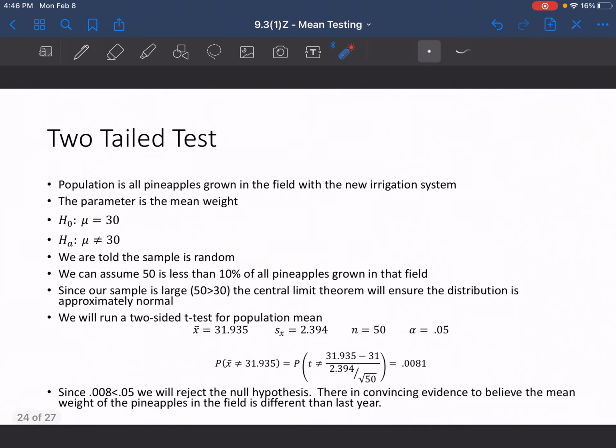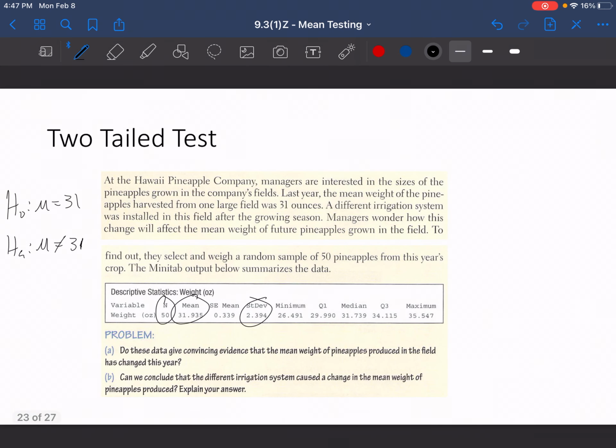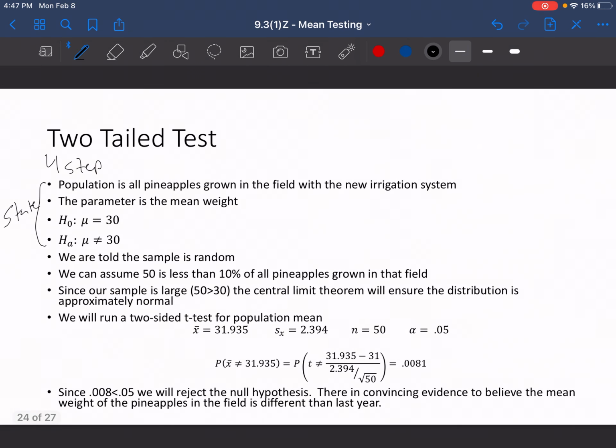So let's go ahead and solve that. We know that we need to perform our four-step process, where we state right here. So we know that the parameter is going to be the mean weight of all pineapples grown in the field with the new irrigation system, where our null hypothesis is the mean weight is 31 ounces, not 30. Sorry about that. And our alternate hypothesis is that the mean weight is not 31 ounces.